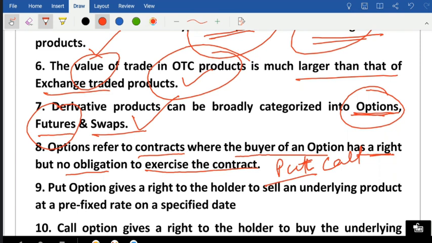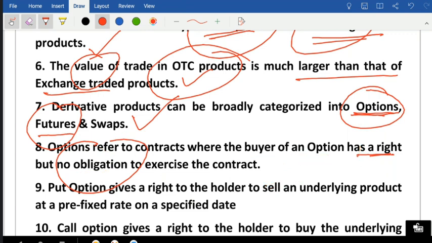Okay, so put option means the seller has the option, that means he has the right to sell or not to sell. Call option means the buyer has the option to call it or not to call it. So he has the option, but he has no obligation. He can exercise the option or he may not exercise the option depending upon the market situation. So put option and call option, we have covered.